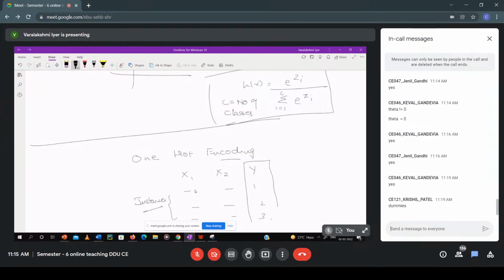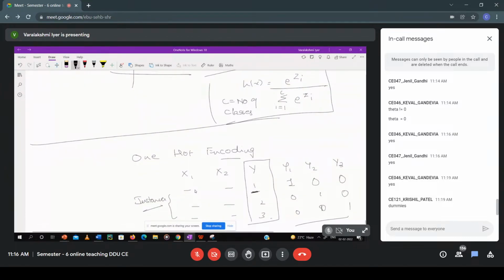In the case of the scikit-learn library, it will create 3 different columns. Wherever class 1 is there, it will keep it as 1, and the rest of them will be converted to 0. Similarly, 0, 1, 0, and 0, 0, 1.